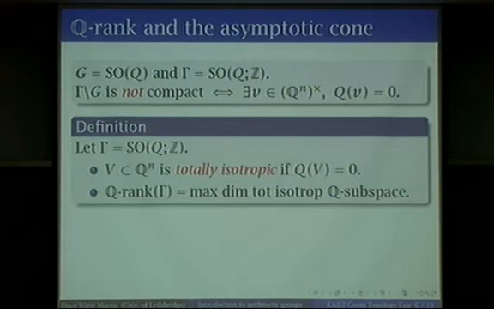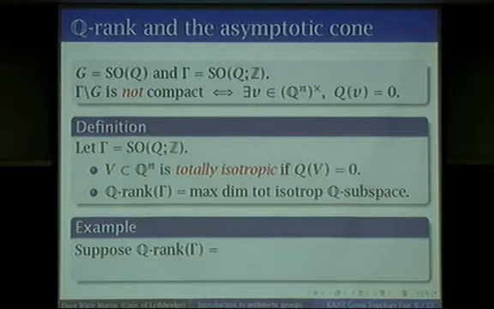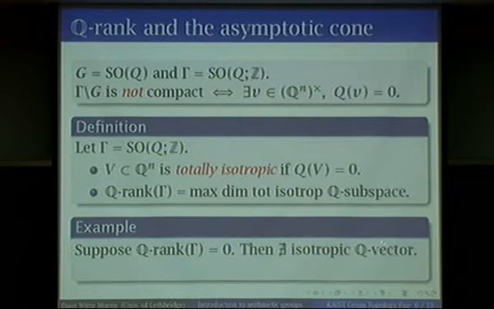It's just the biggest one of these things you can get. Let's look at an example. Suppose, for example, that the Q-rank was 0. Well, if you have any isotropic vector, any scalar multiple of that vector is also going to have length 0, because the lambda comes out. If you multiply the vector by lambda, you get a lambda squared out, but lambda squared times 0 is 0. So every multiple of that vector would be isotropic. So we'd have a one-dimensional totally isotropic subspace. If there was an isotropic vector, then there would be a one-dimensional subspace. The Q-rank would be at least 1.